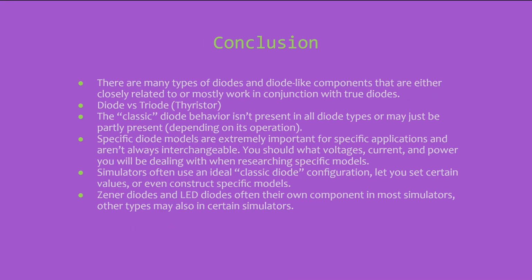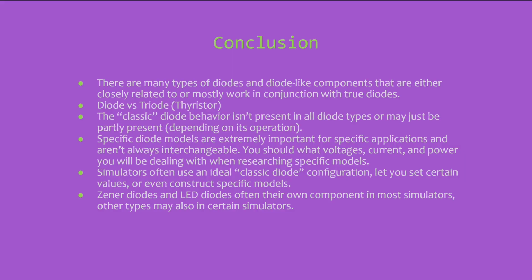So just to wrap things up, there are many types of diodes and diode-like components that are closely related. I talked about diode versus triode, although triode might be only used with vacuum tubes, so some people will just call that family thyristors. Classic diode behavior isn't present in all diode types, or maybe just partially present. Specific models are extremely important for specific applications. They aren't always interchangeable. Look at voltage, current, power. Do your research on a data sheet.